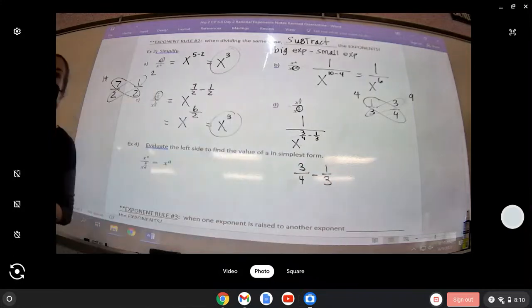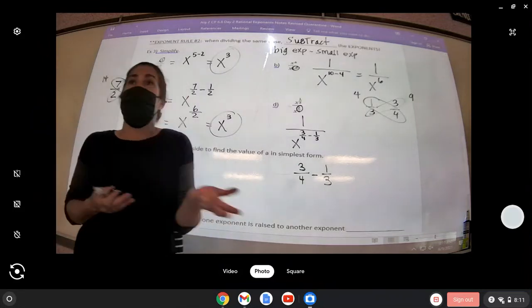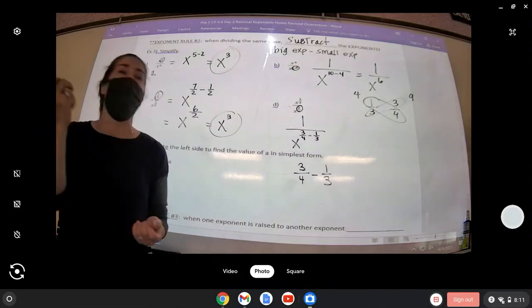All right, I need a common denominator. What number can 4 and 3 both become? Well, guys, there's a couple numbers they can both become. I go for the smallest one, and I'm pretty sure it's 12.